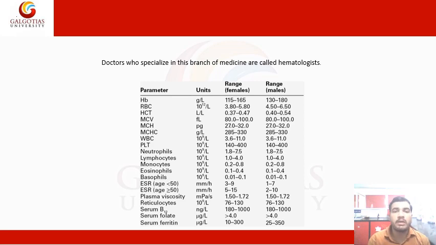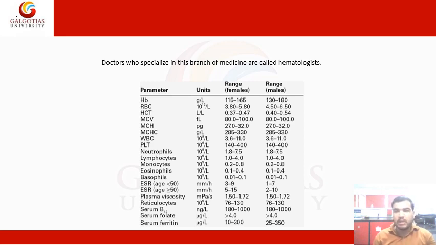Moving forward, the first parameter is HB, that is hemoglobin. Hemoglobin refers to heme and globin, where heme means iron and globin means protein. This hemoglobin is responsible for carrying oxygen in the blood. The range of hemoglobin in grams per liter is 115 to 165 in females and 130 to 180 in males.